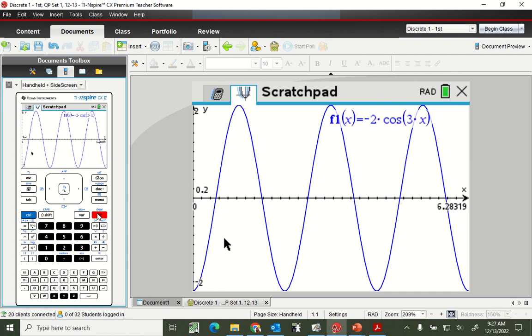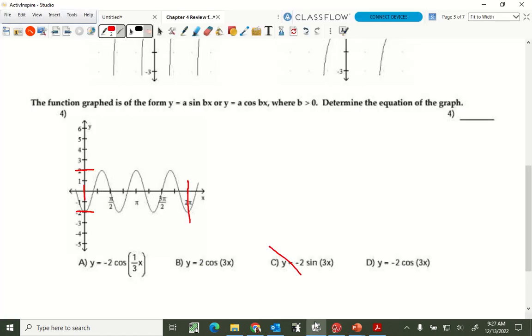So -2 cosine 3x. By putting them all on my graph, I selected one and just hit delete. It was able to get rid of that graph. And so I could eliminate to try and match it correctly. So -2 cosine 3x. So sorry for skipping this one. I didn't realize it.